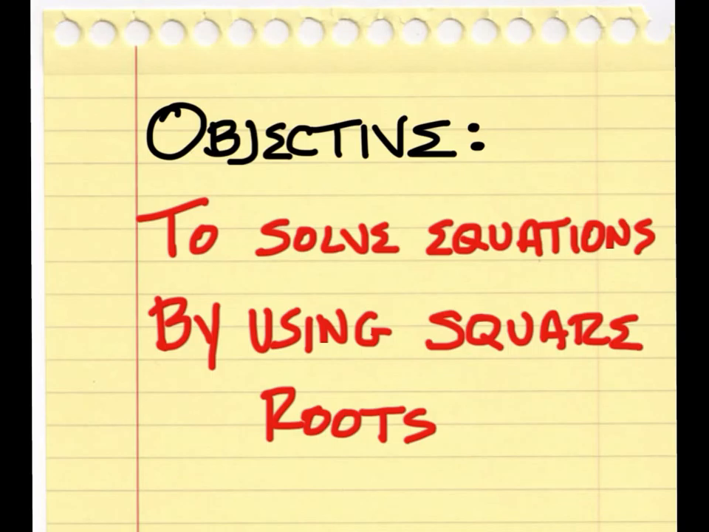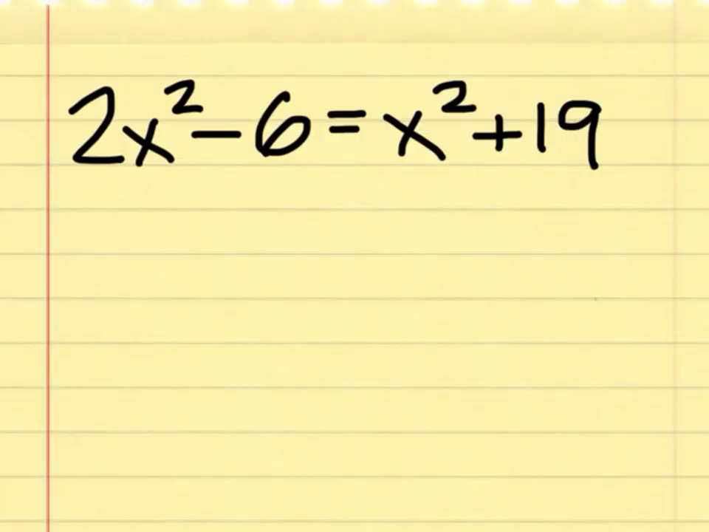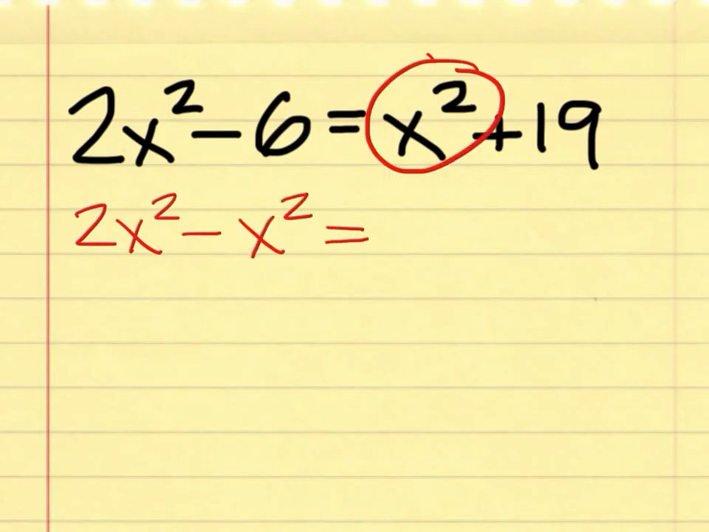Here we go. Example number 1. 2x squared minus 6 equals x squared plus 19. What would be my first step in solving this equation? Armstrong. Yeah, 2x squared minus x squared. You're putting like terms together. This goes to this side, and you change the sign.